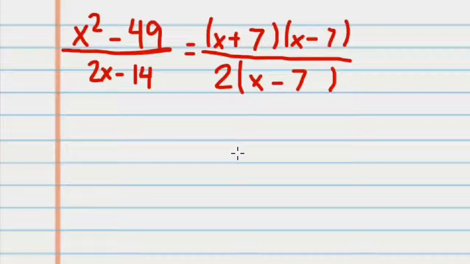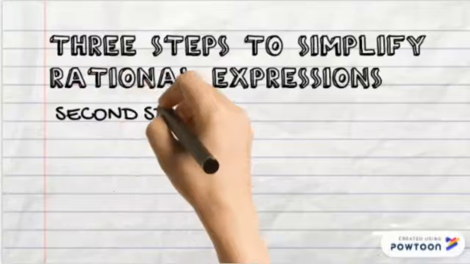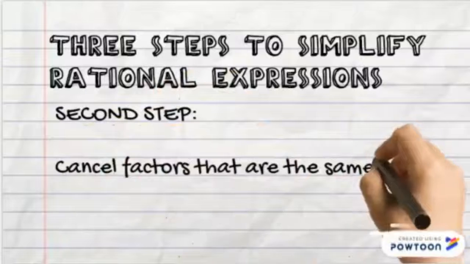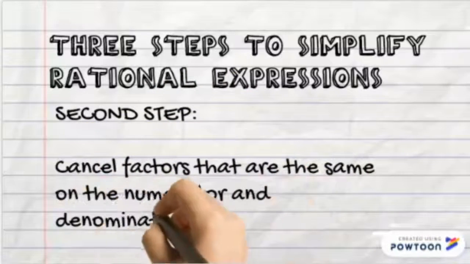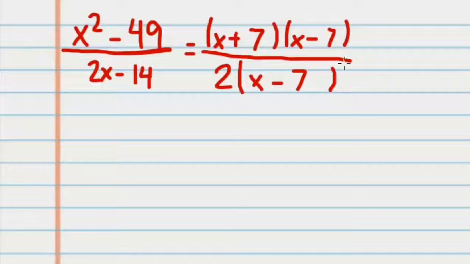Whatever you're given, factor it as much as possible. And now, to actually simplify, here goes our second step in simplifying rational expressions. Cancel factors that are the same on the numerator and denominator. We're going to cancel off any common terms. Cross out anything you see that is the same on the numerator and denominator. So the x minus 7 and the x minus 7.